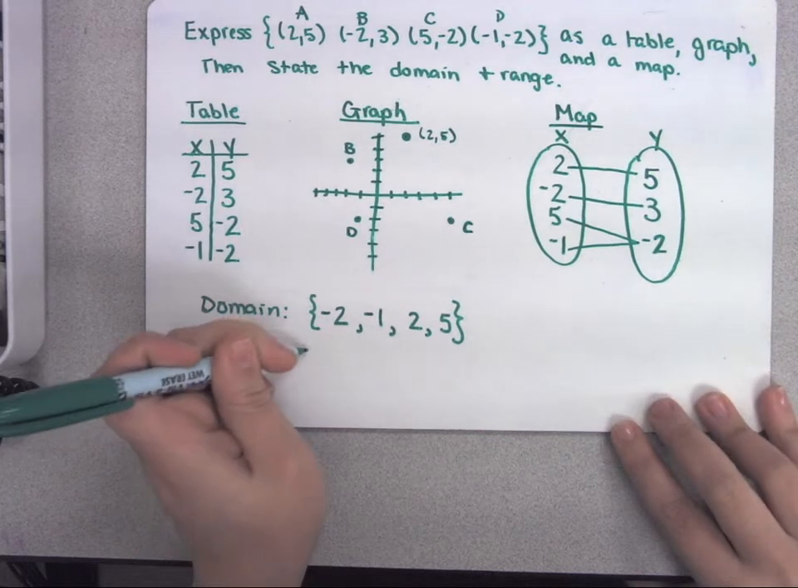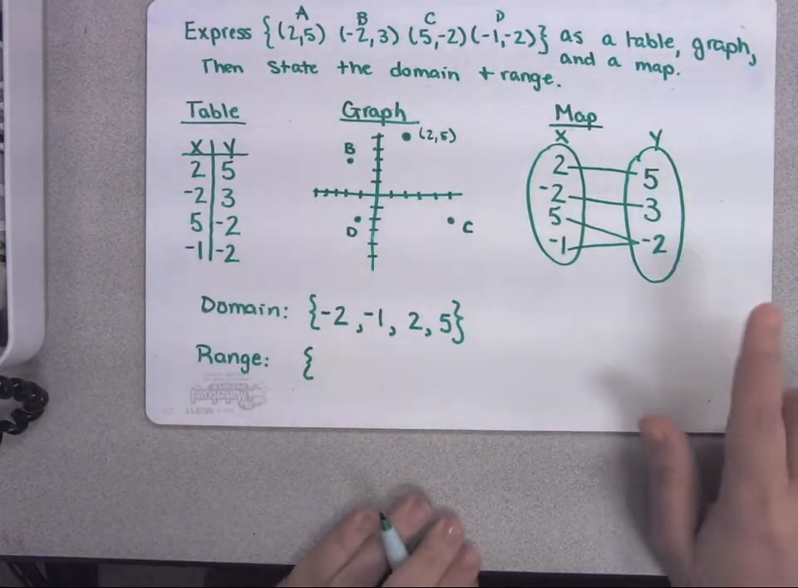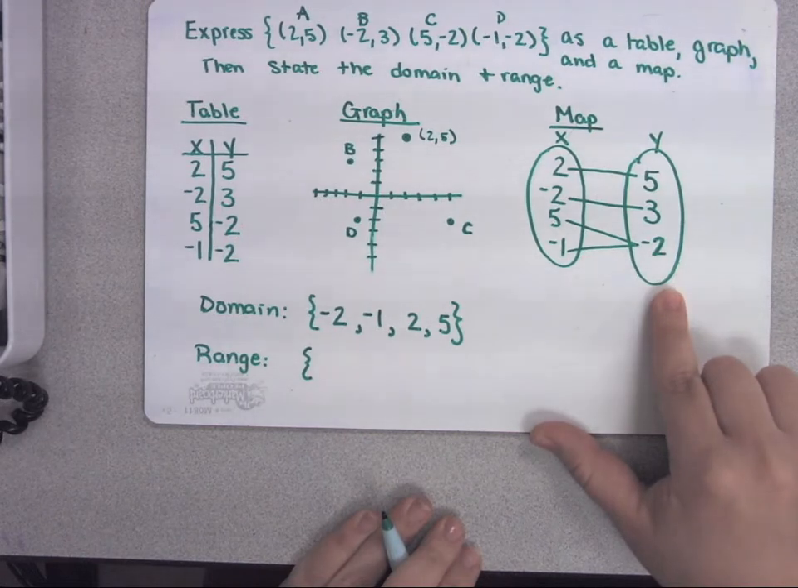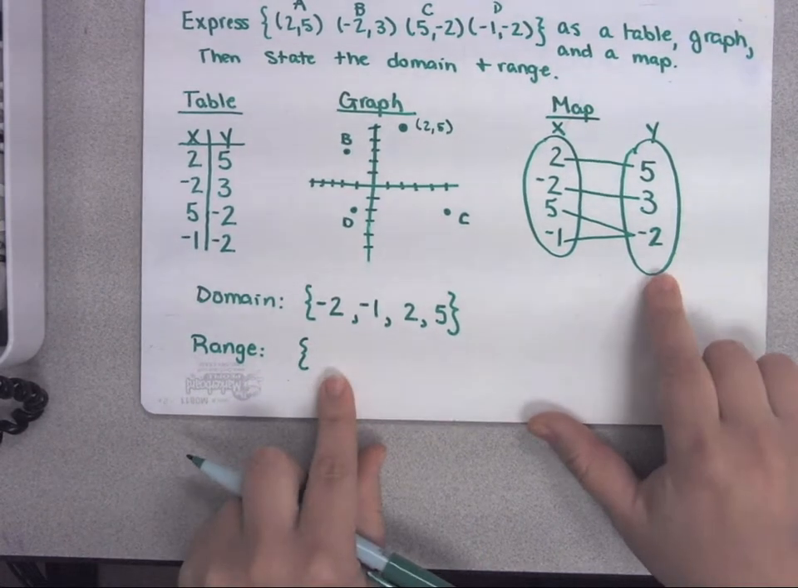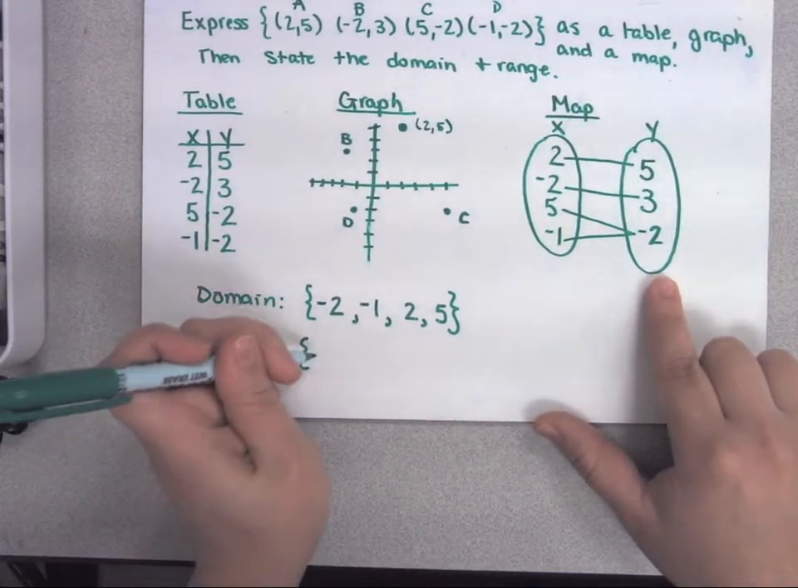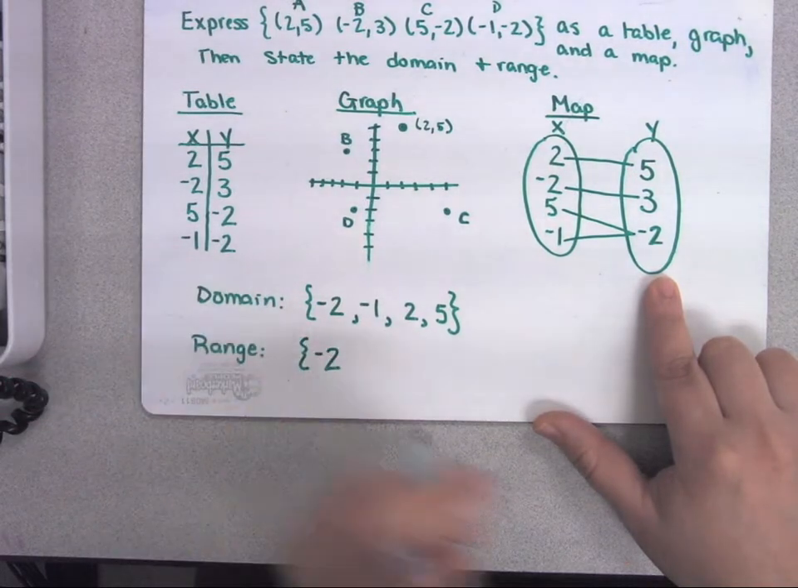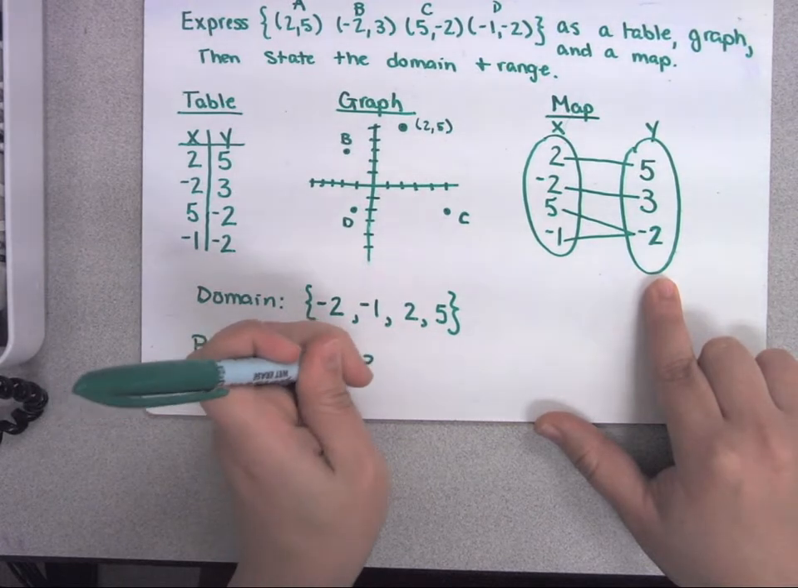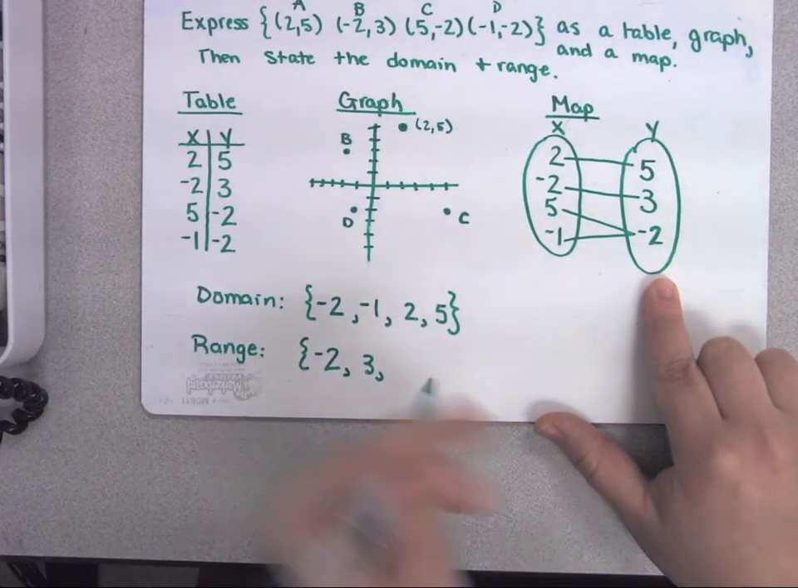Now my range, least to greatest. Again, look at your map. If you look at your map, did you already get rid of your repeats? Yeah, and we don't want repeats here anyway. What's your lowest number? -2. There's a negative there. Next lowest number? 3. Last number?